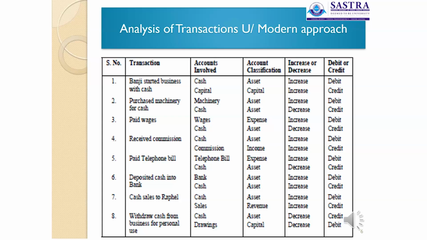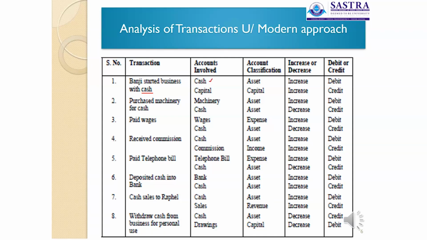Started business with cash. What are the accounts involved here? First we have to identify what the accounts involved in the transaction are. Banji started business with cash. Here one is the cash account and the other is the capital account. So in this transaction there are two accounts involved: one is the cash account and the other is the capital account.